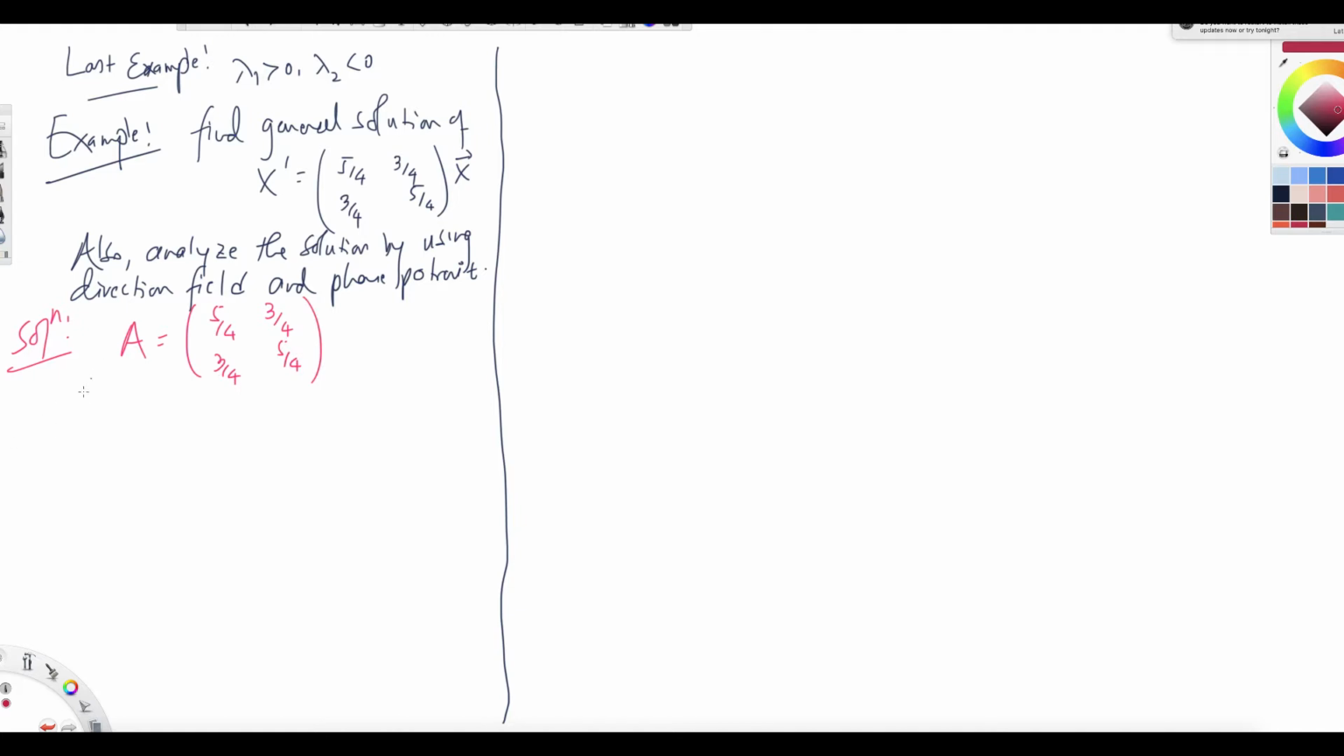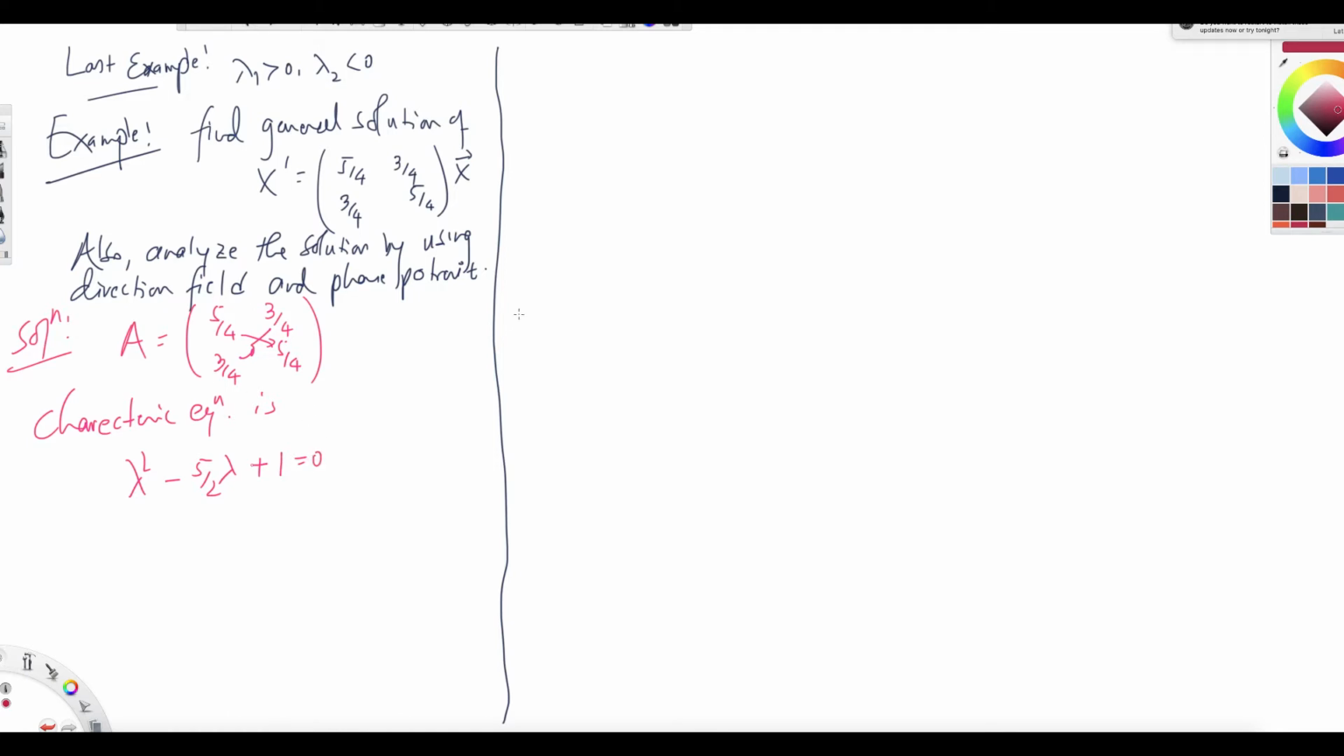So what is the characteristic equation? The characteristic equation is lambda squared minus the sum of the diagonal. What is 5/4 plus 5/4? It is 10/4, that is 5/2, right? And then lambda, and then plus the determinant. How much is the determinant here? 5/4 times 5/4 is 25 over 16, and then this is the negative multiplication, so that will be minus 9/16. So 25 over 16 minus 9 over 16 will be 16 over 16, so that will give you 1 equals 0.